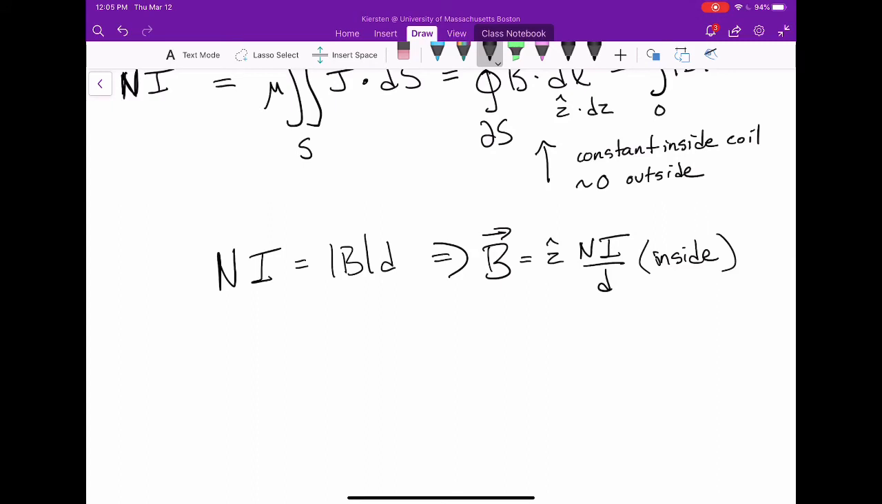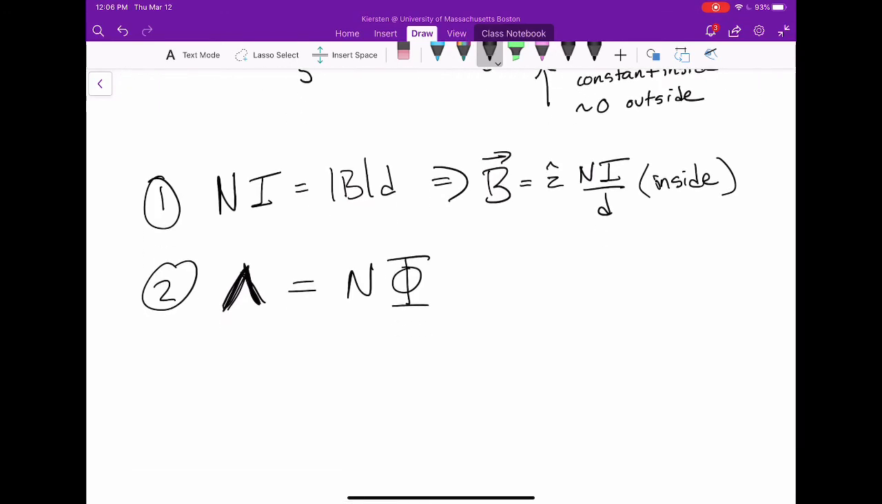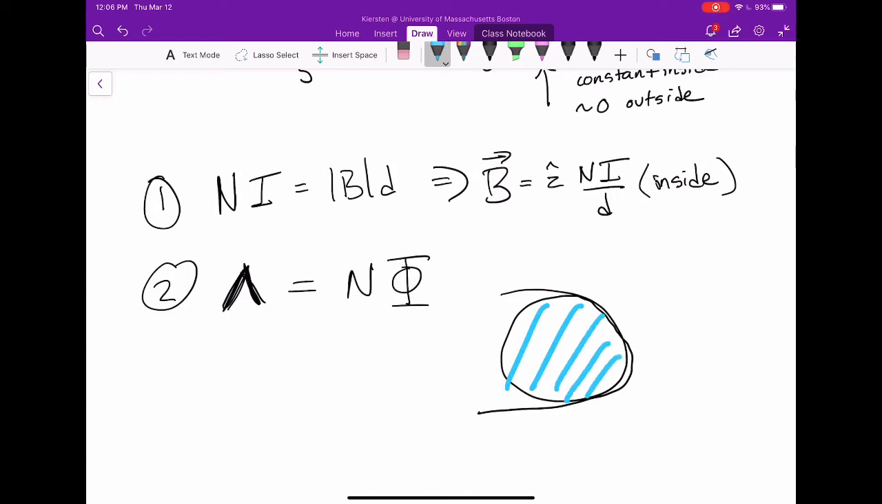Part 2, how do we find the magnetic flux linkage? So that was the answer to part 1. Part 2, how do we find the magnetic flux linkage? Wow, that's a terrible capital lambda, but okay, there we go. It's going to be N, the number of loops, times the magnetic flux through one of the loops, which in this case is going to be, imagine looking down at the solenoid from above. Here's a loop. That's the area we're talking about.